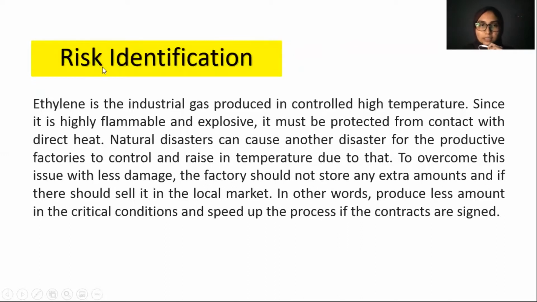The second one is the risk identification. Ethylene is an industrial gas produced at controlled high temperature. Since it is highly flammable and explosive, it must be protected from contact with direct heat. To overcome this issue with less damage, the factory should not store any extra amount, and if they have it, we should sell it in the local market. In other words, produce less in critical conditions and speed up the process if the contracts are signed.